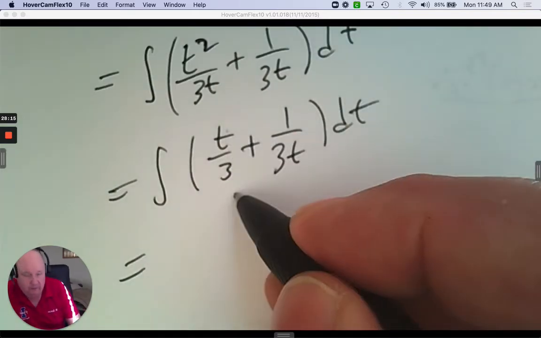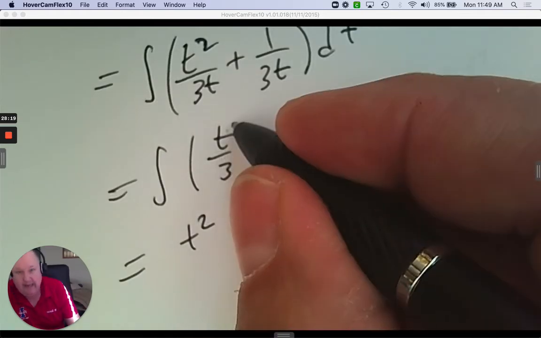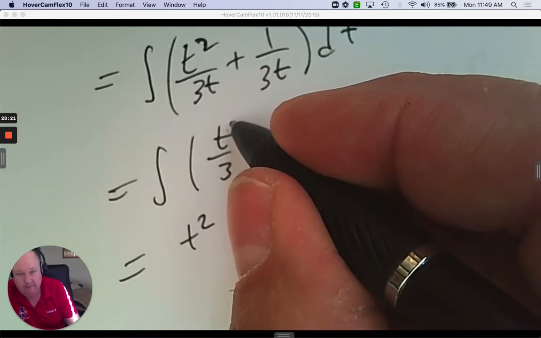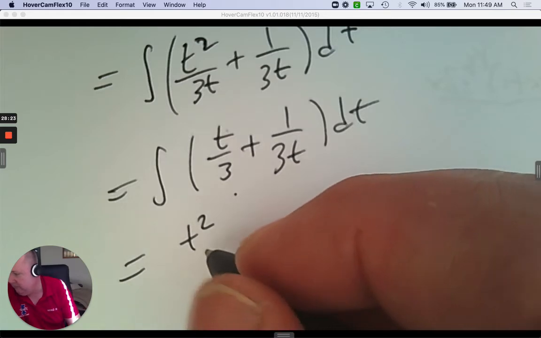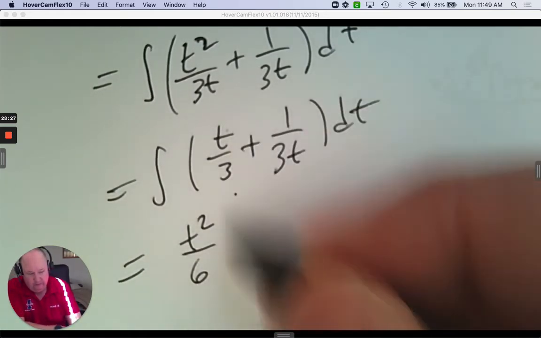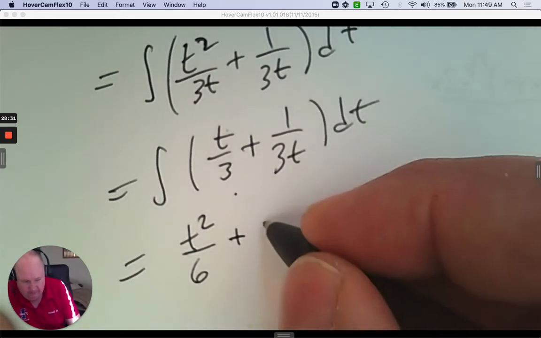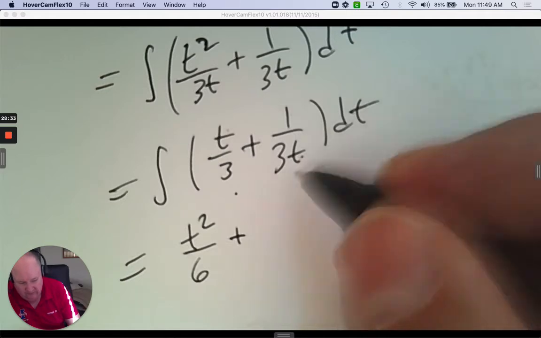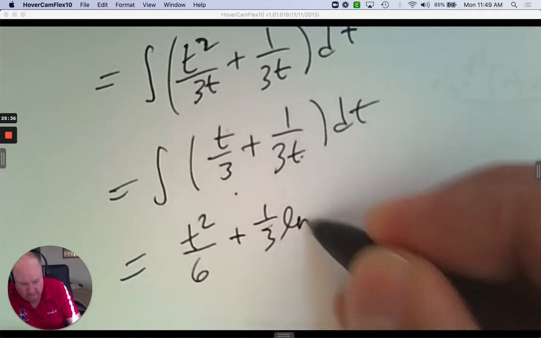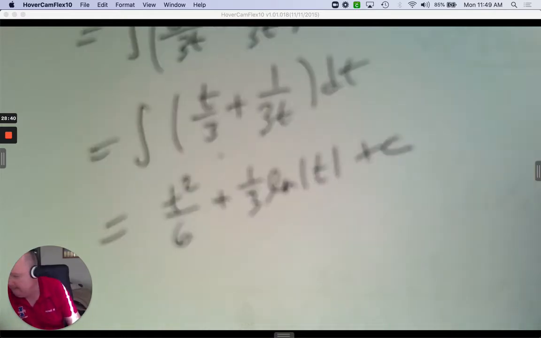So t over 3, add 1 to the exponent and then divide, which makes it t squared over 6, because of that 2 times 3 in the bottom. 1 over 3t is a logarithm. And we need that 1 over t is ln t. So it's 1/3 ln |t|. And you have to remember the bars. And then plus c.